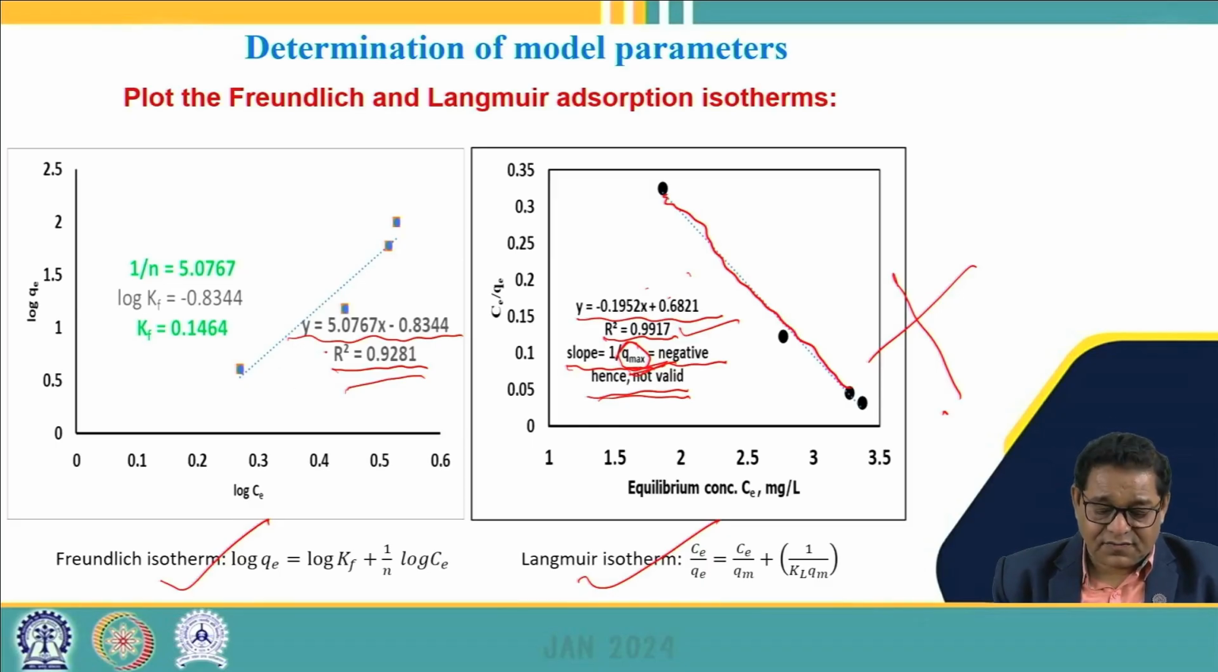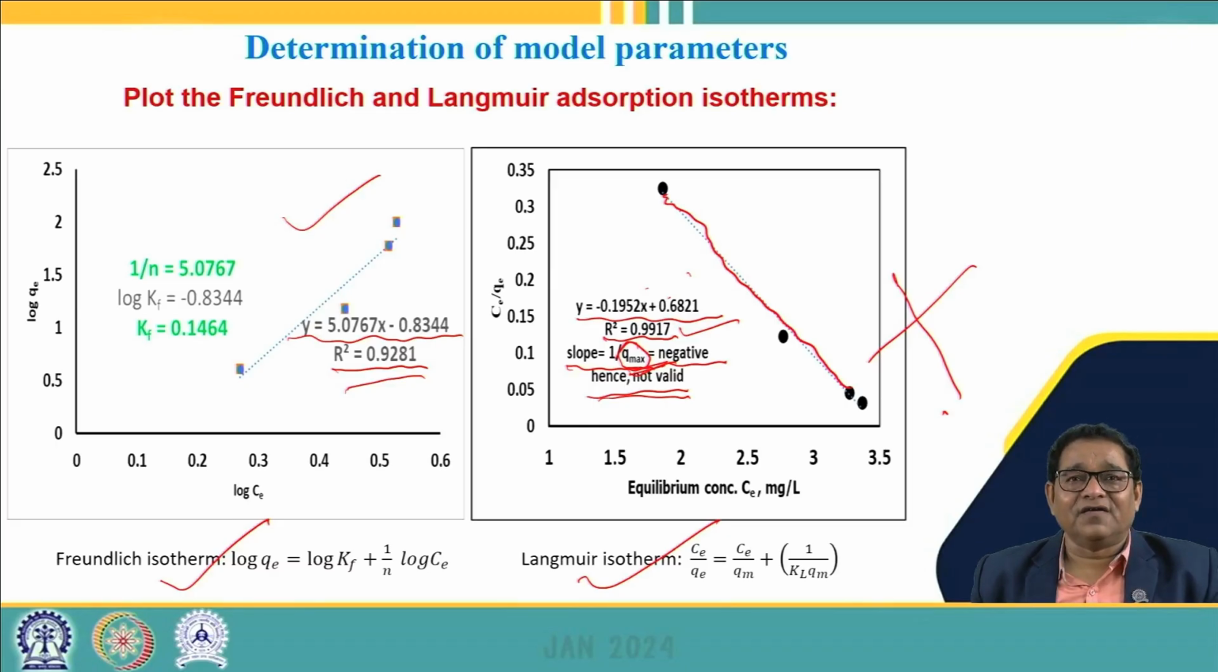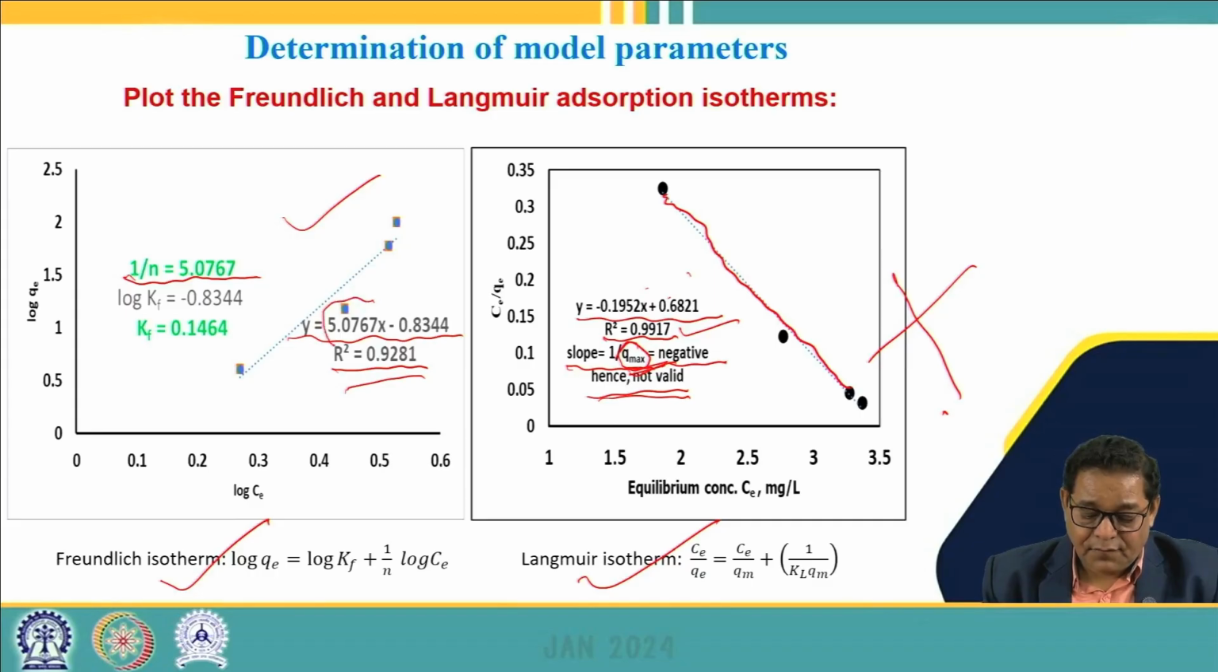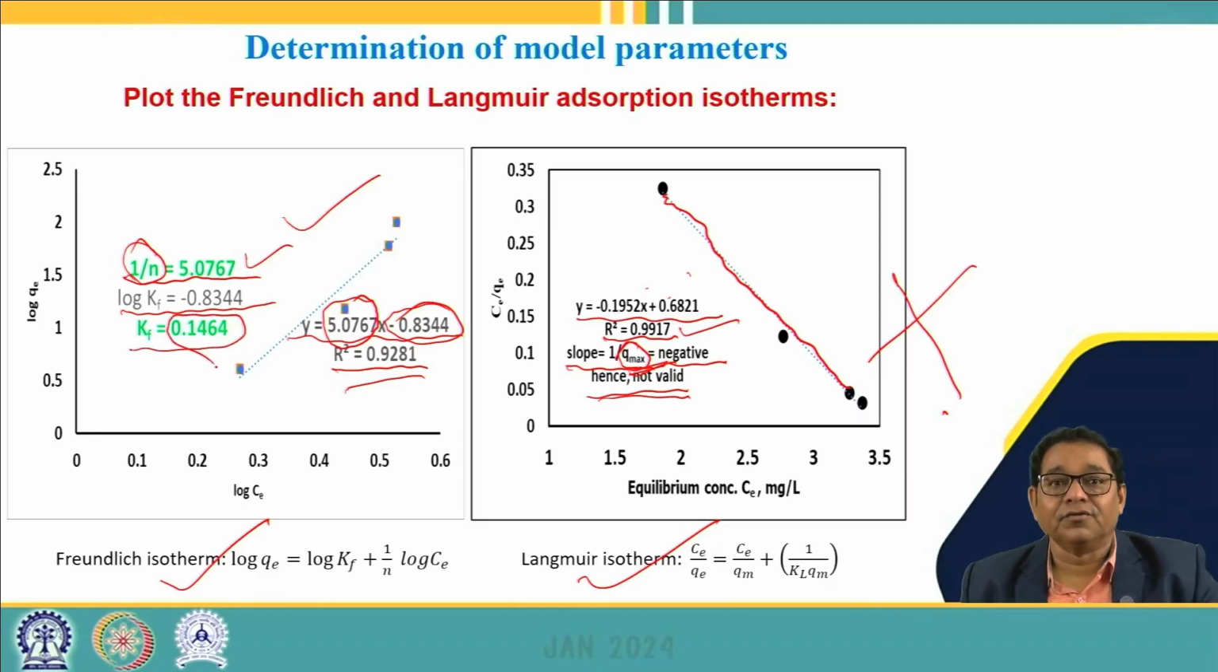So in this, the Freundlich isotherm model implies slope equal to 5.0767, which is equal to 1 by n. So from this we can find out the value of n, and similarly the intercept, that is minus 0.8344. So if we put this equal to log Kf, the Kf value also we can determine, equal to 0.1464. So this is how we can determine the model parameters using different isotherm data.